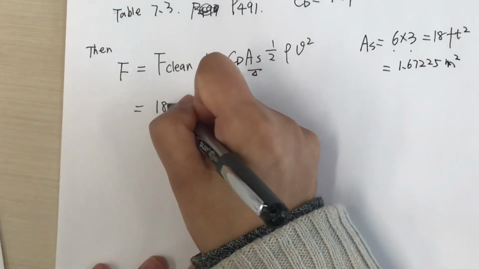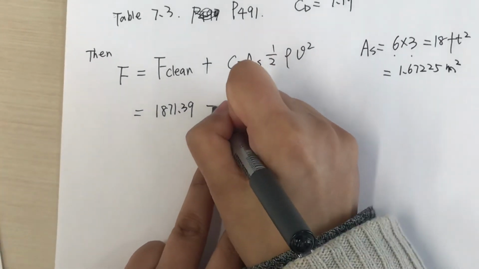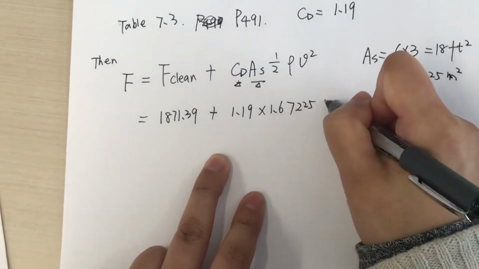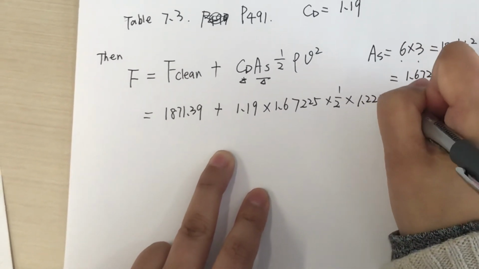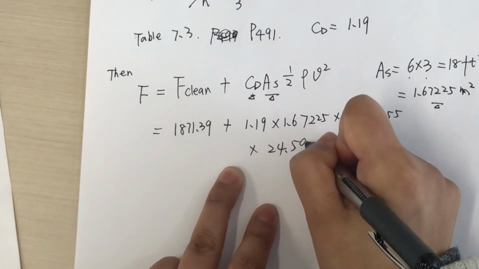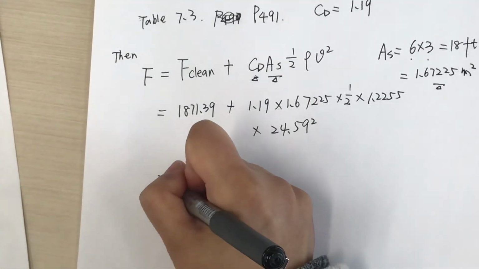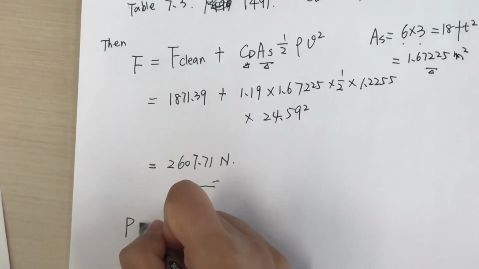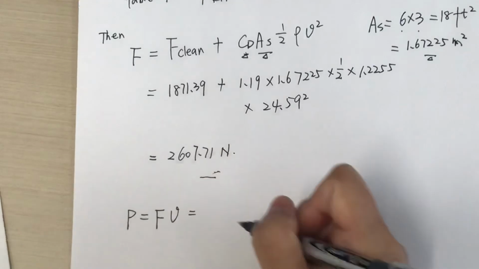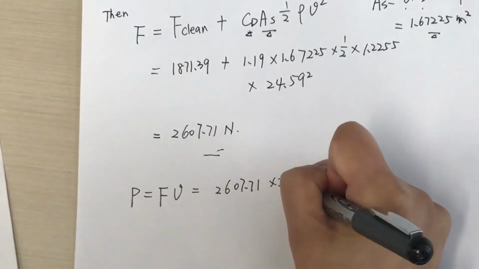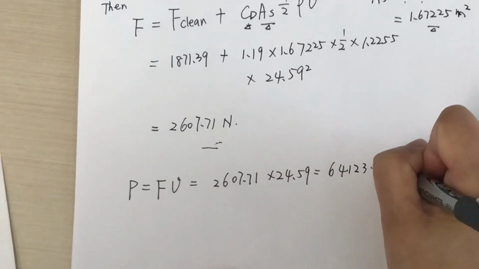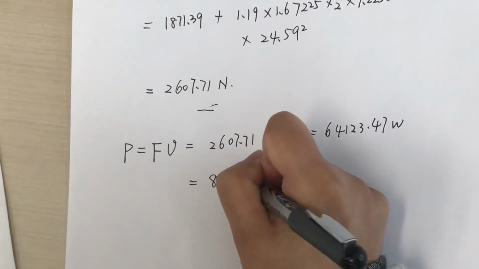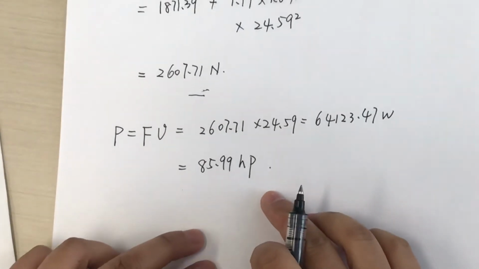For the F clean, we have already calculated it in the last step. The CD here is 1.19, the area is as calculated, rho is 1.2255, and the velocity is 24.59, and then we can get the force. For the power, it's still the product of force and velocity. We still have the answer in watt, and we have to convert it to horsepower. So this is the answer to this question.